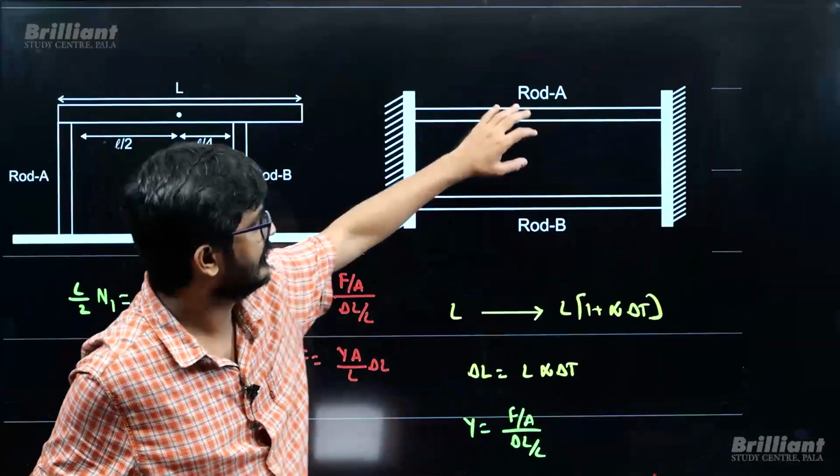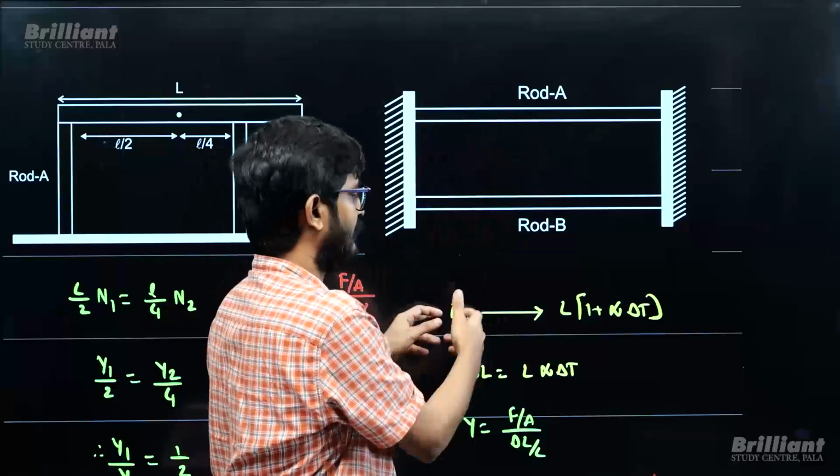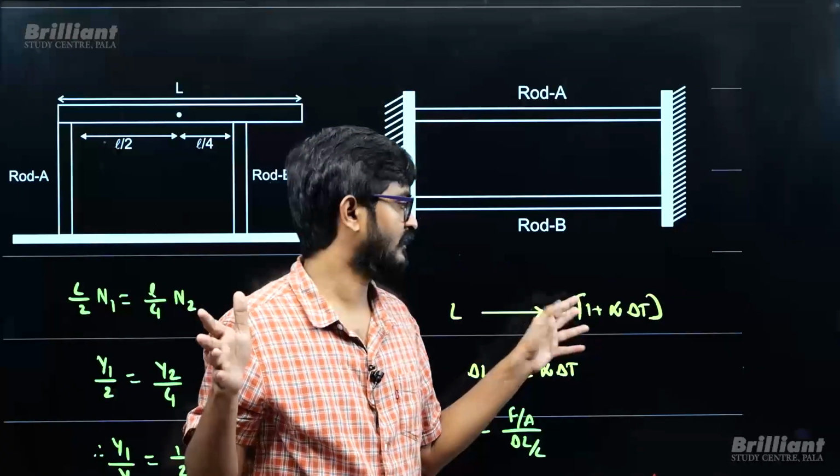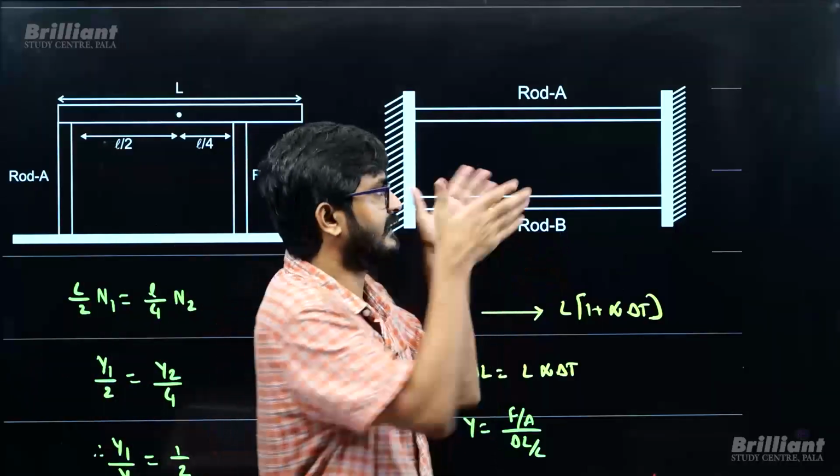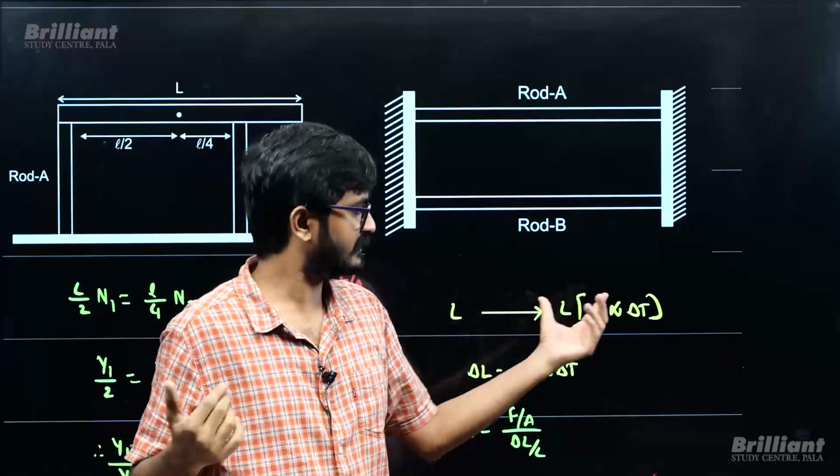Now they are going to heat it. So if you take a rod of length L and if you heat it, its natural length is going to become L into 1 plus alpha delta T. But what you are doing, you are compressing it and putting it back. So what is the change in length? This was the natural length.